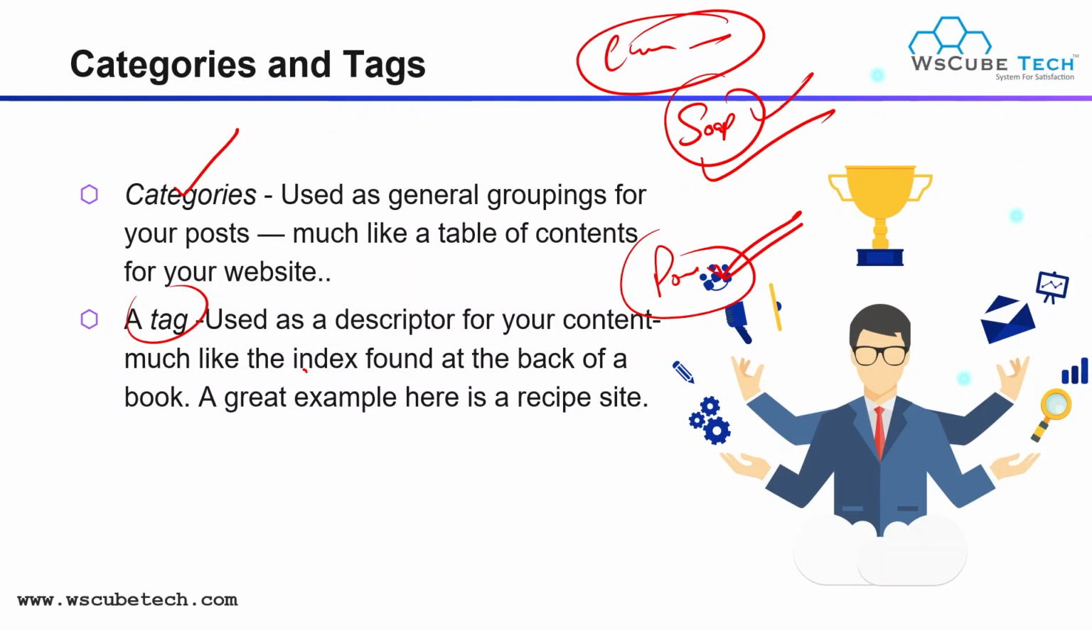This way, it makes our work easier to differentiate your products. So category is basically a grouping of your posts, most likely a table of contents for your website, and tags are used as a descriptor for your content, much like the index found at the back of a book. This is the main difference between category and tag here. And a great example of tags is a recipe site.